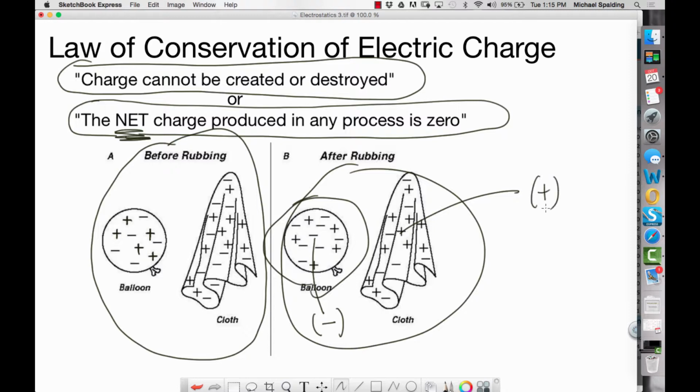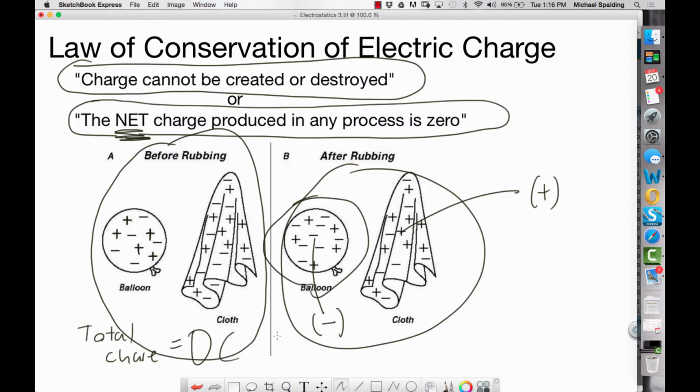Now, what would explain this? Well, when you take the balloon and rub it with a cloth, what's happening there? Electrons are moving from the cloth onto the balloon. Did we generate new charge? No. What was the total charge before rubbing? 0. The total charge over here was what?